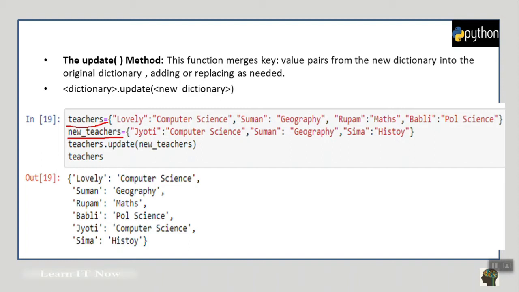Okay, so we'll define two dictionaries. Let them be dictionary 1 and dictionary 2. If I want dictionary 1 to be first and then at the end dictionary 2 to be added, I need to write the name of dictionary 1 dot update dictionary 2. So this is the method to add a dictionary at the end of another dictionary.